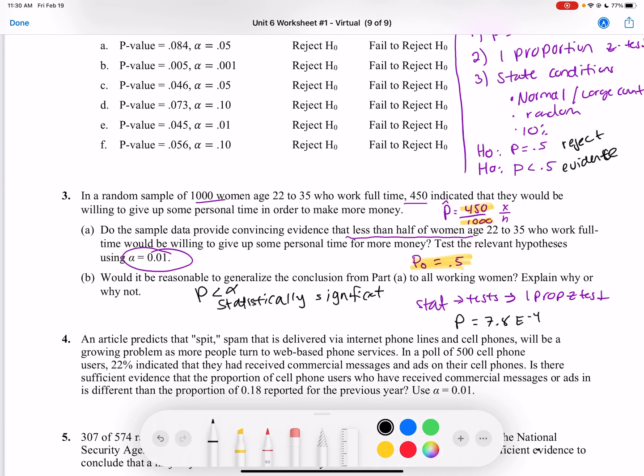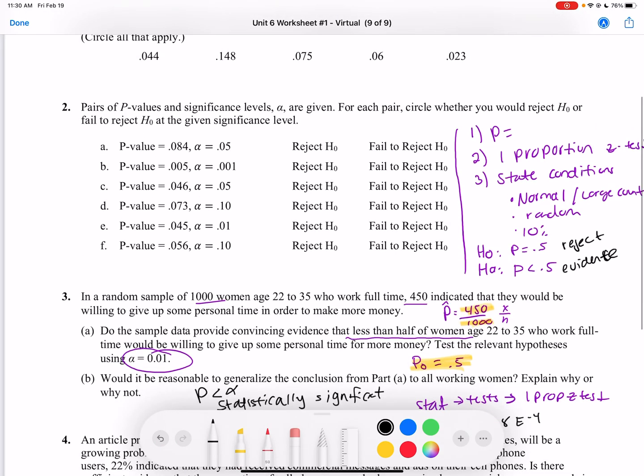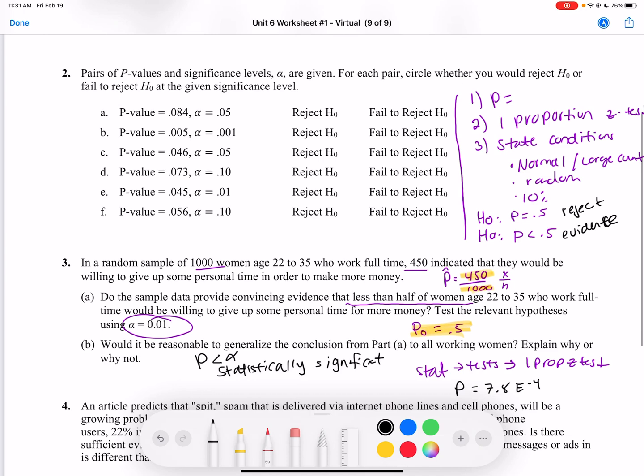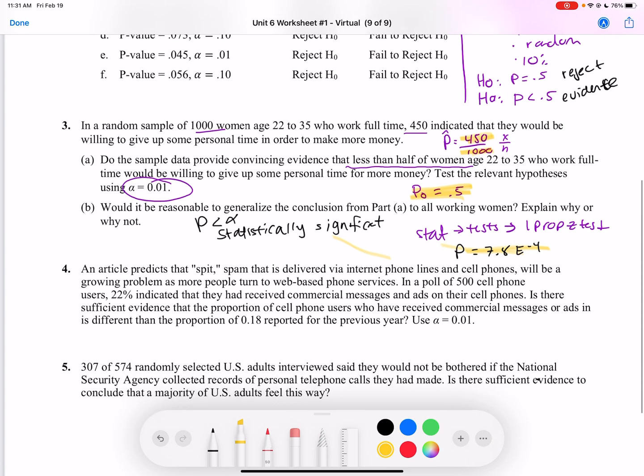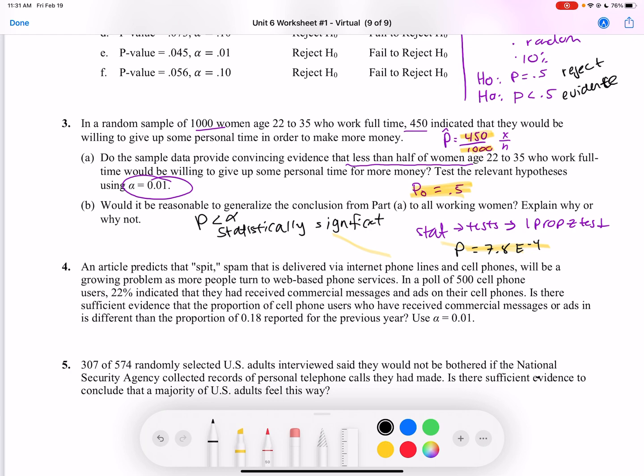You're doing the same thing for each number, for 3, 4, and 5. Make sure you tell me what your proportion is, what test you're doing, your conditions, what your hypotheses are, and then calculate the p-value so that you can make that conclusion. The hardest part, I think, is just being able to define what the p naught is.